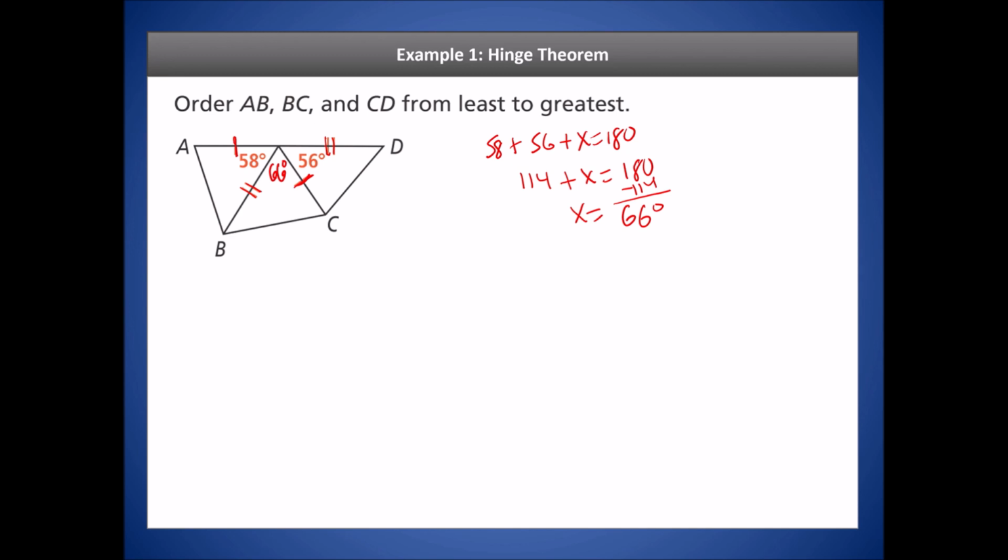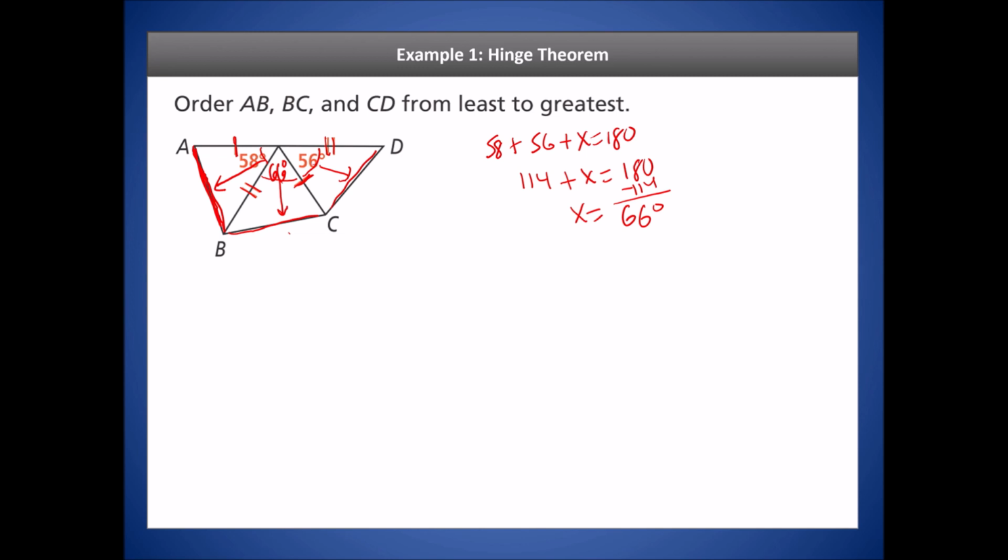So now we can compare which one is largest. We want to look at the opposite side of each angle. AB refers to 58 degrees, right? And then the opposite side of this angle and the opposite side of this angle. Based off of the numbers, BC is the largest because 66 is the largest, AB is the second largest. And it says least to greatest.